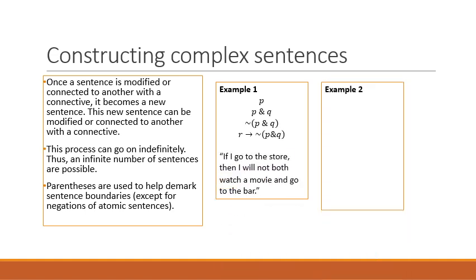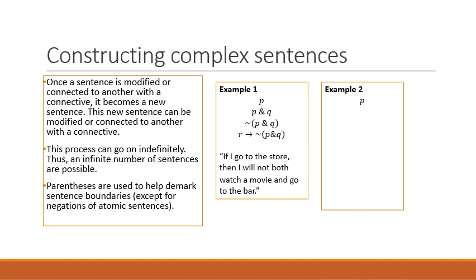But in English, you could have something like this: if I go to the store, then I will not both watch a movie and go to the bar, right? So maybe I only have time for one of those things. So if I go to the store, I won't do both. I won't both watch a movie and go to a bar. So that's an English sentence, and it has truth value. And R arrow not the case that P and Q is what it would look like.